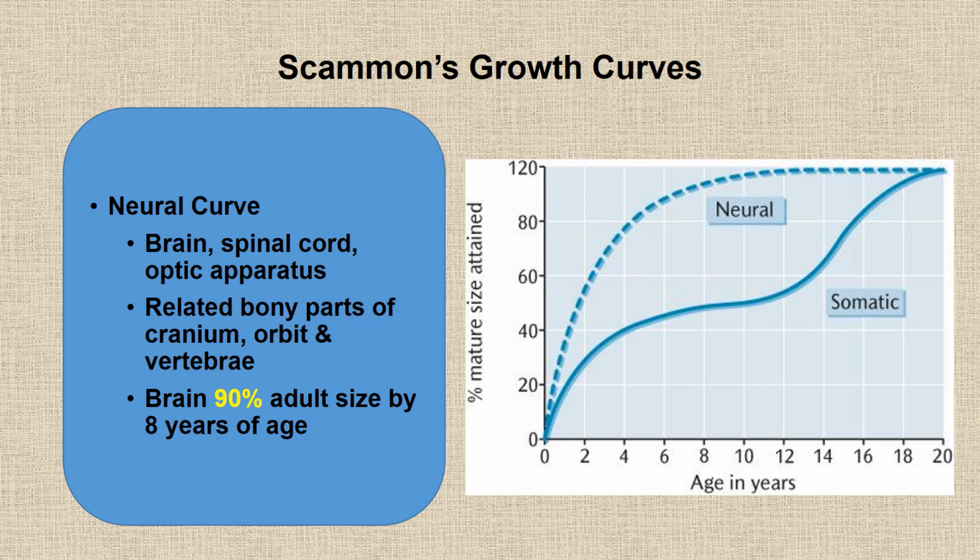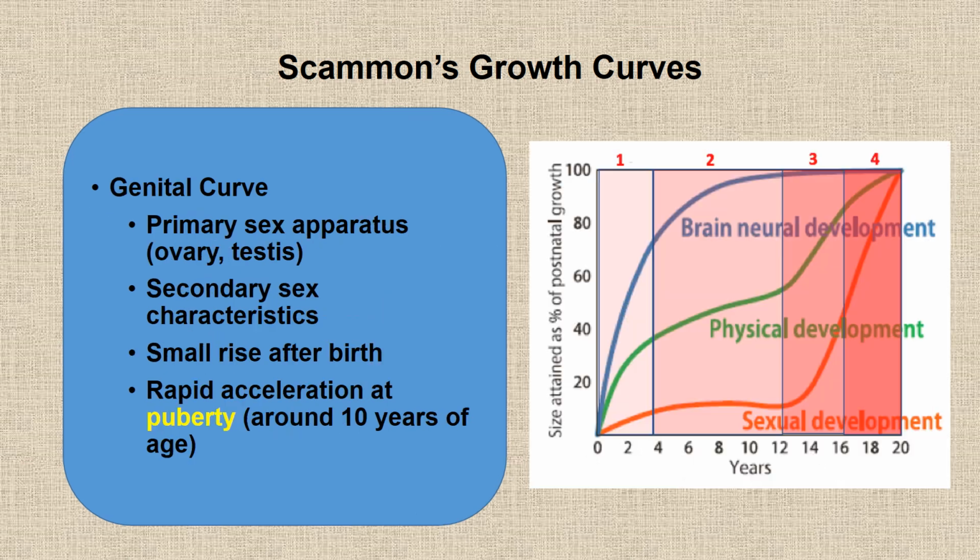The next curve is known as the neural curve. This involves growth and development of the brain, spinal cord, and optic apparatus. It's related to body parts of the cranium, orbit, and the vertebrae. The brain reaches 90% of adult size by 8 years of age.